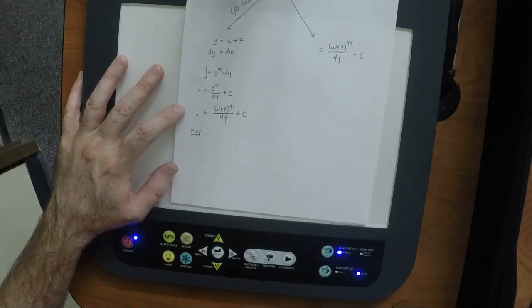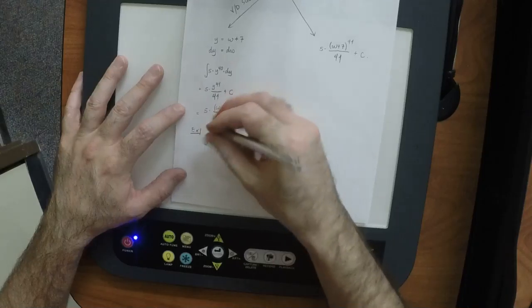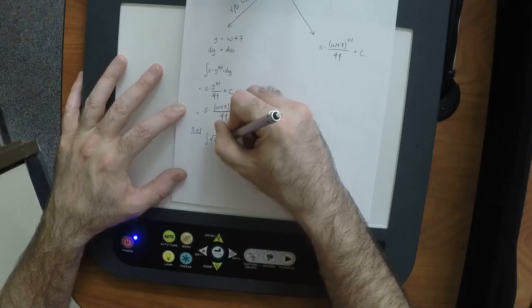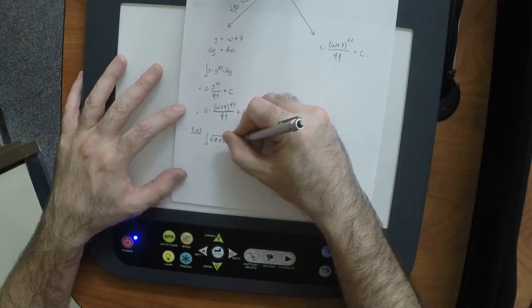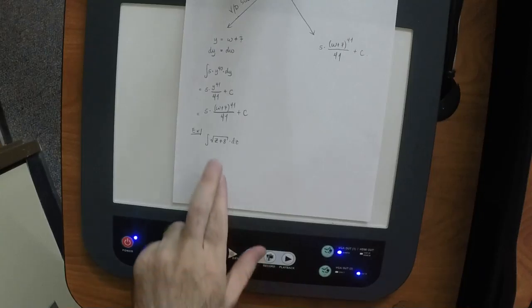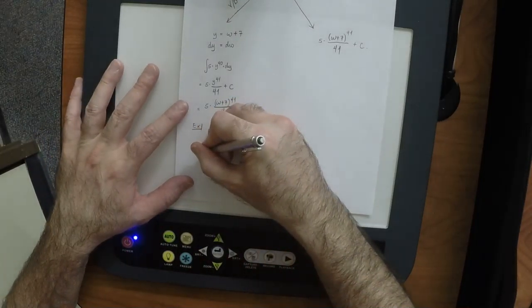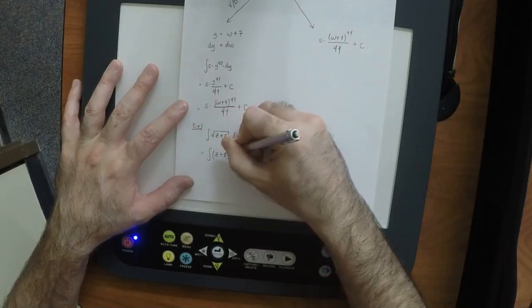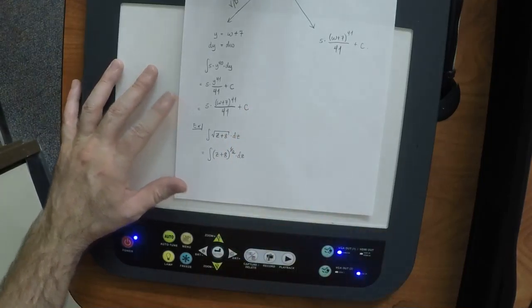Okay, so let's have a quick example. What if I gave you one like the following? So antiderivative of, say, the square root of z plus 8 dz. So what do you think? So can you rewrite this? Okay. So we could say that this is antiderivative of z plus 8 to the half dz, okay?